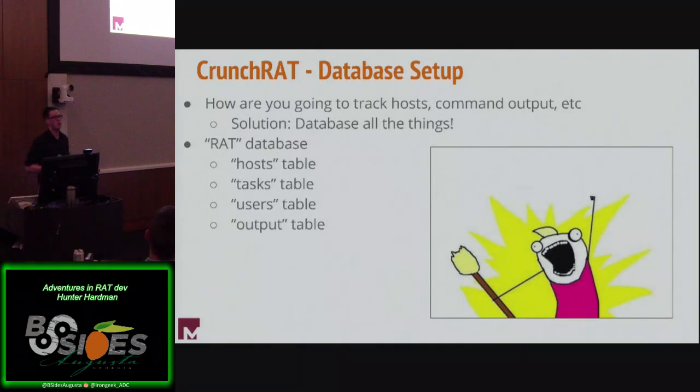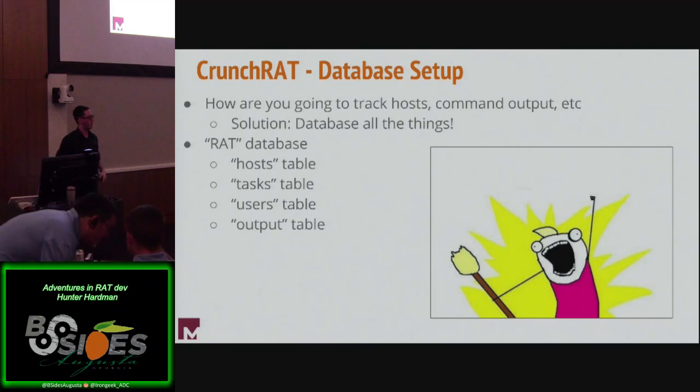Database setup. So how are you going to track everything? That was the first thing that I was trying to figure out. How are you going to track beaconing hosts? Are you going to track tasks? And I came up with a solution to just database everything. So I created one RAT database that encompasses everything. The host table is going to track all the beaconing systems at one point, as well as tasks. So tasks: every task that has not been executed at this point. And then users, so RAT users, so there's a login portal that I created on the web end, and that is what is querying.